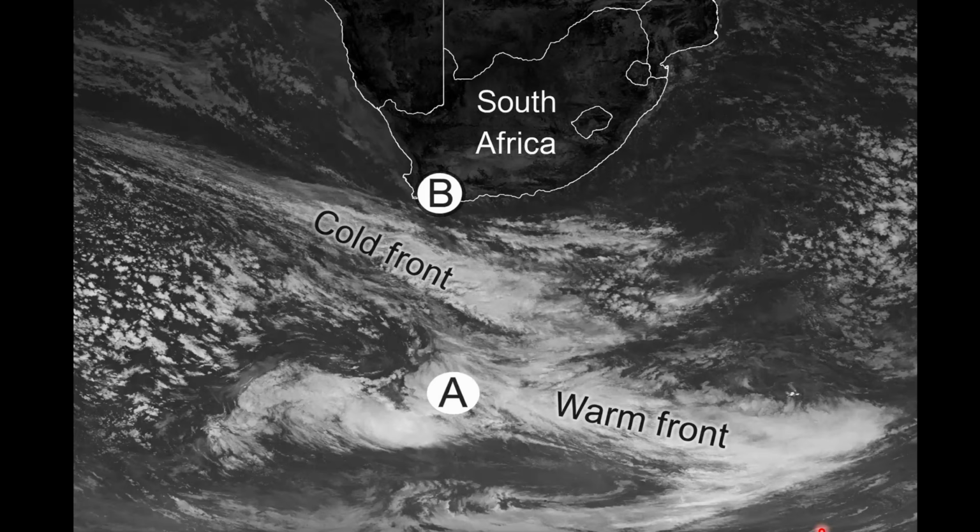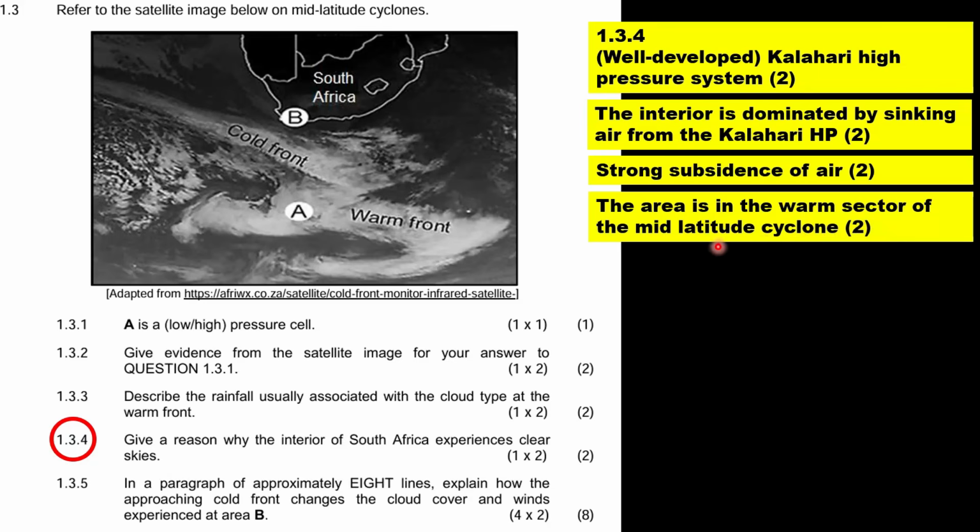Your answer should be: the interior is dominated by sinking air from the Kalahari high. You can also talk about how strong subsidence prevents cloud formation. You can also say the area lies in the warm sector of the cyclone. So if you see clear skies, always think of high pressure plus sinking air.